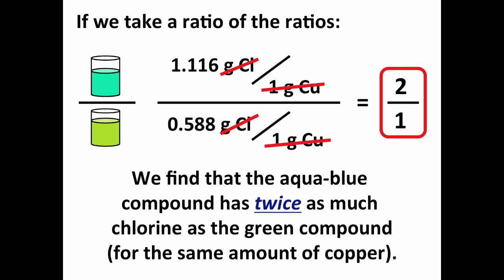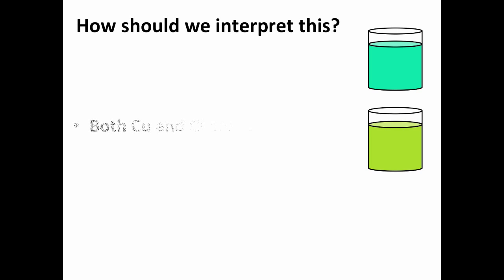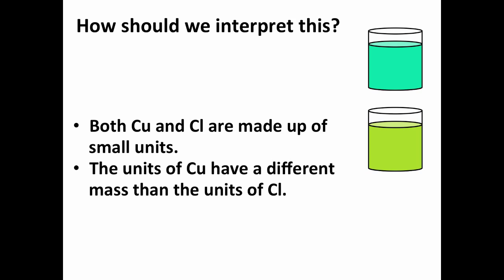And so what ends up happening is that we find the aqua blue compound has twice as much chlorine by mass as the green compound for the same amount of copper. So that's what this ratio of ratios means. And how would we interpret this? Well, one plausible explanation is to note that copper and chlorine are both made up of small units. That's something due to John Dalton, thinking of elements being made up of small units, which we now know as atoms. And then units of different elements have different masses. So atoms of copper and atoms of chlorine have different masses.